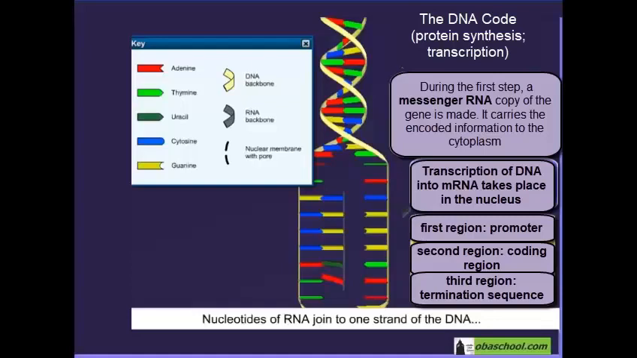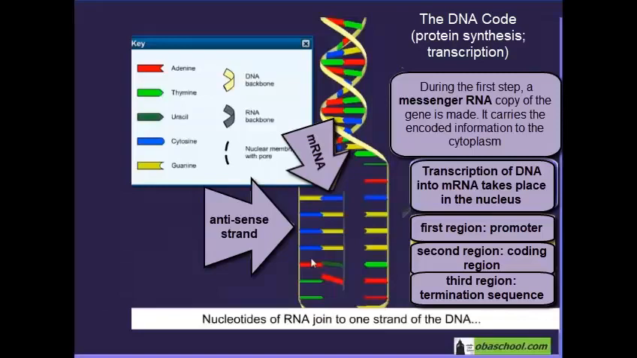And now finally, we have the third region, which is the termination sequence. That's where the synthesis of RNA stops. Now we have this mRNA. It is complementary to the antisense strand of DNA, so it is exactly like the sense strand, except for the fact that it has uracil instead of thymine.